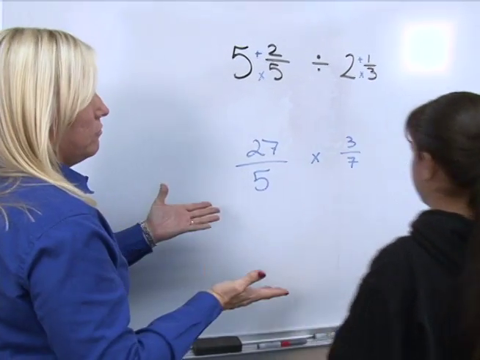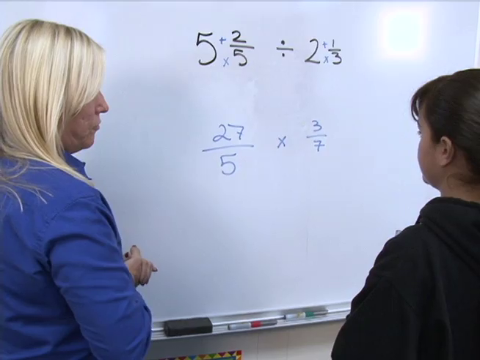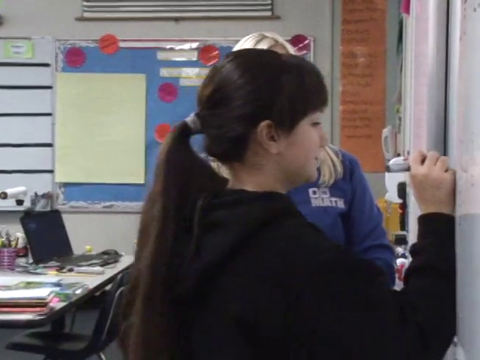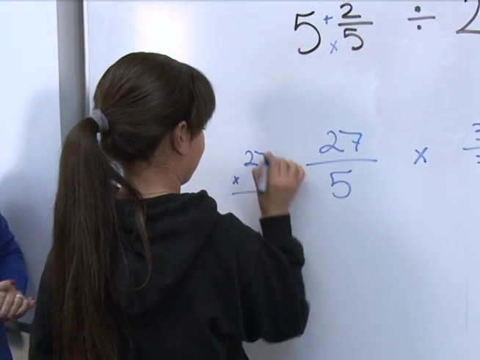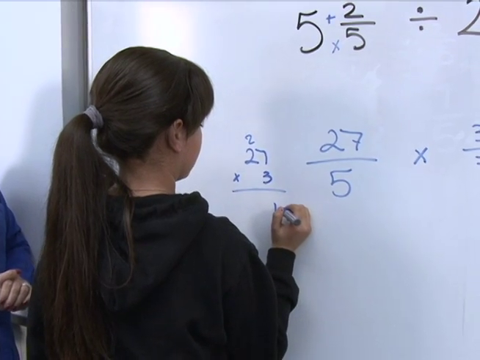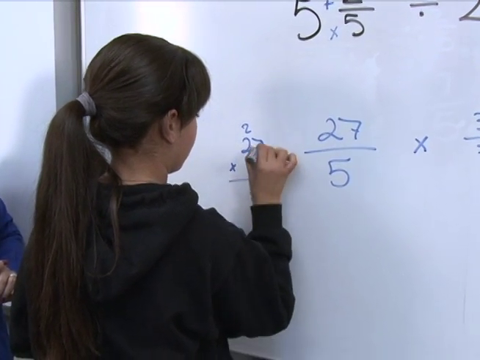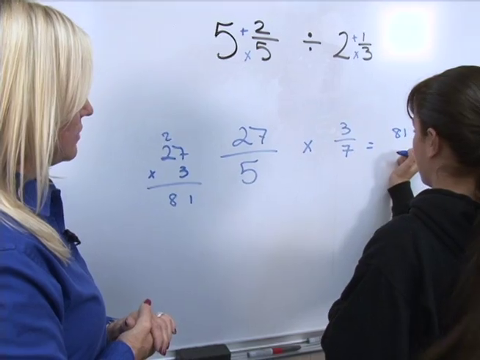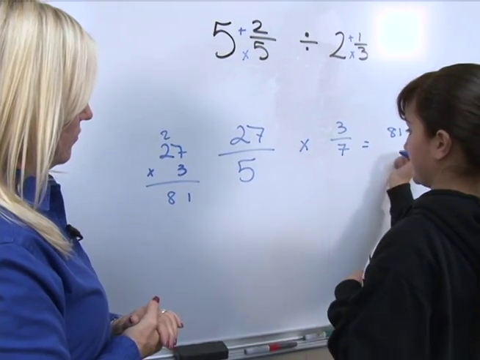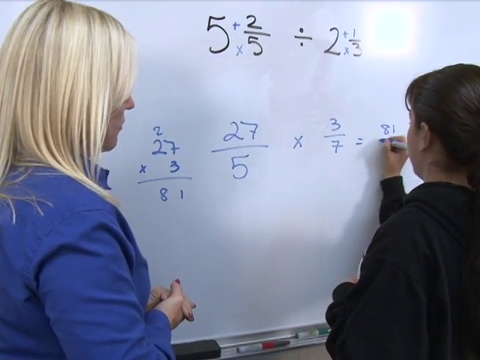Now you remember how to multiply fractions. What would you do? You multiply 27 times 3. Okay, so go ahead and do that. If you need some scratch work, you can do some scratch work over here. Okay, go ahead, there you go. And then what's our next step? Multiply the denominator. Okay, so what do you get when you multiply 5 times 7?